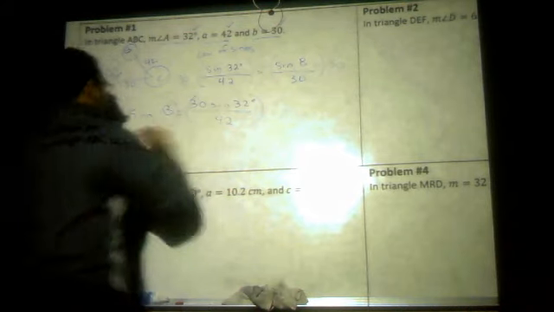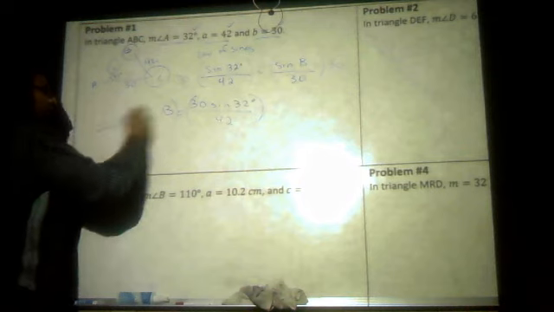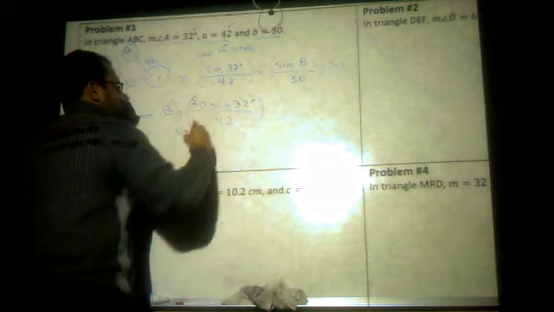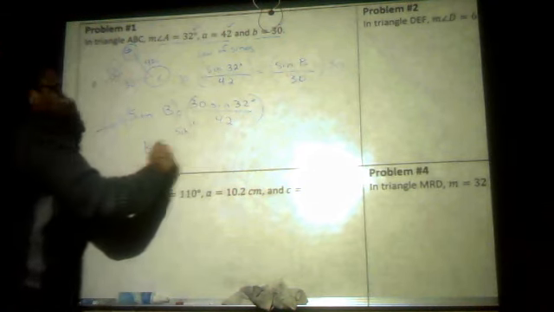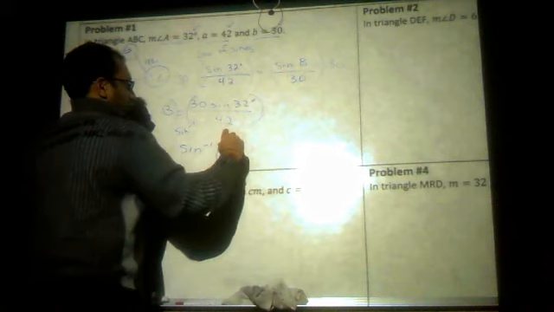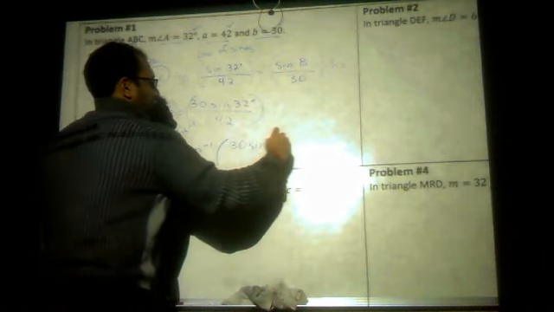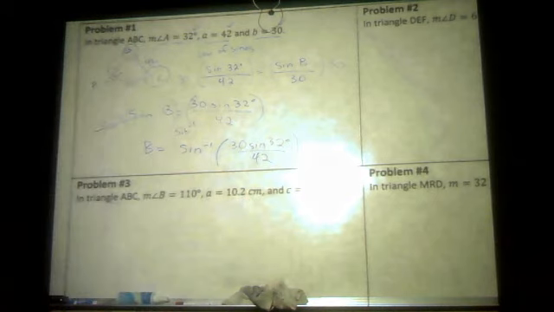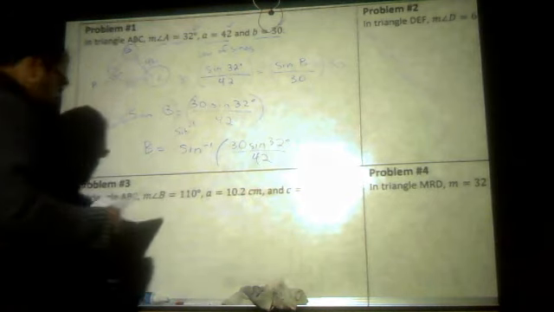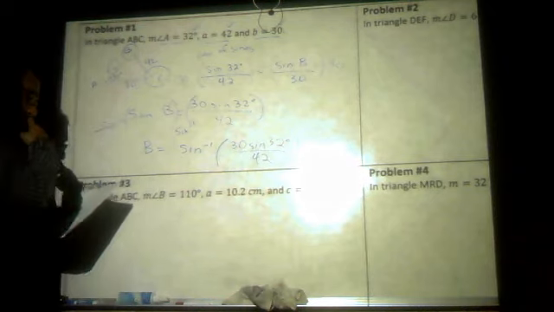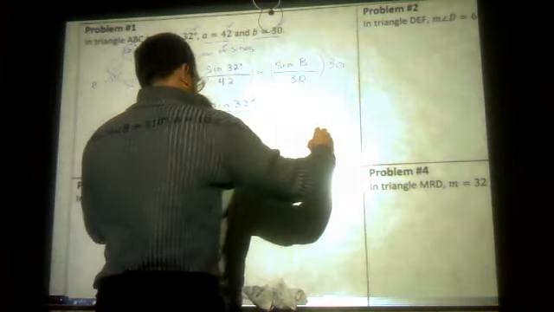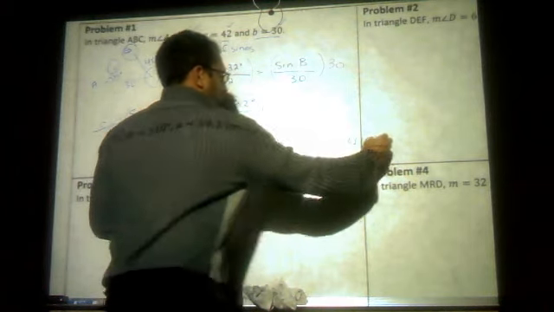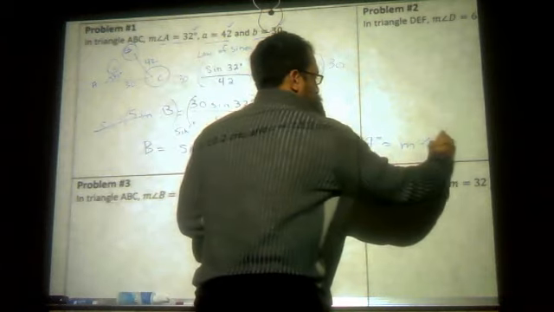So you say the inverse sine of the sine function, that cancels out. If you took the inverse sine on the left side, you have to also take the inverse sine of the other side. So B is going to equal the inverse sine of 30 times the sine of 32 degrees divided by 42. If you do that on your calculator, you plug it in, you will get that the measure of angle B is going to equal 22.417 degrees.